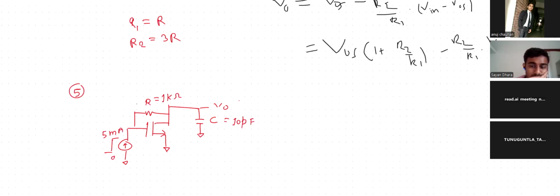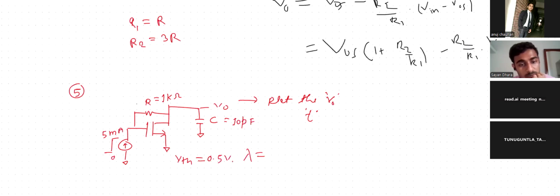Plot the output with respect to time. Okay. I need to give one more thing. VTH equal to 0.5, this is 5 milliamps. This lambda is equal to 0. Okay. So here no current is flowing through this MOSFET, that is 0 amps. So all the current will flow through this R and C network.